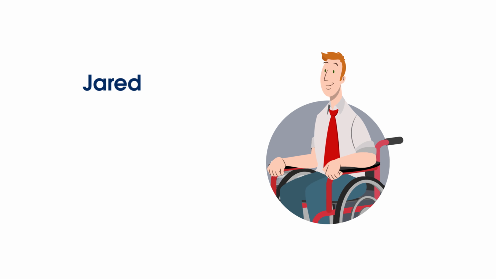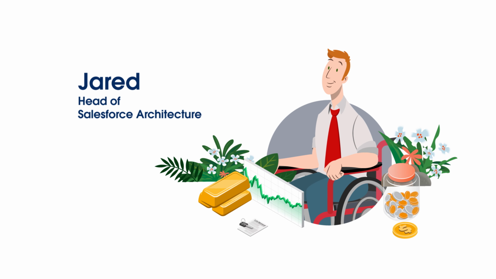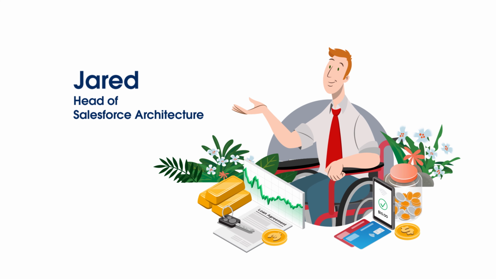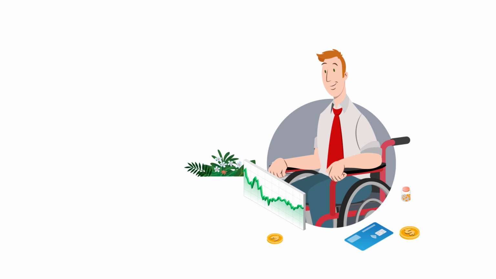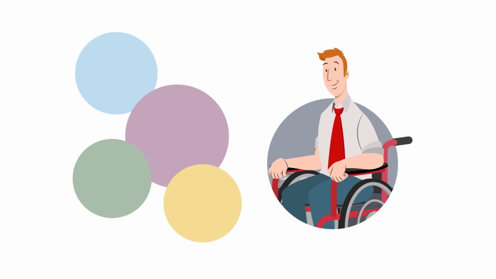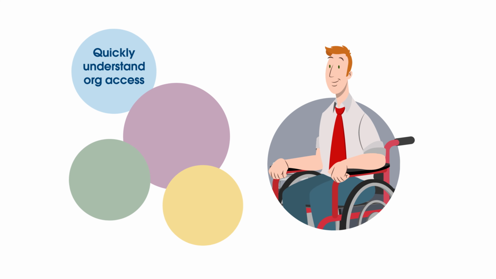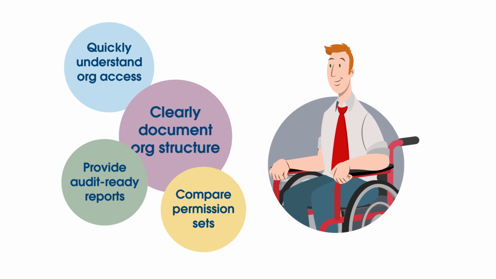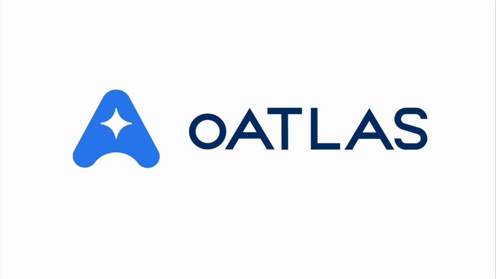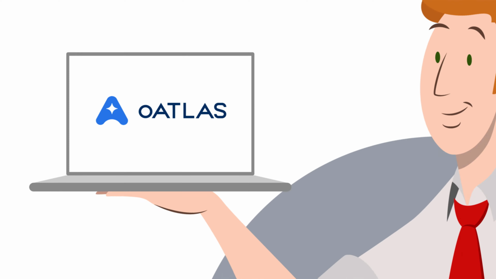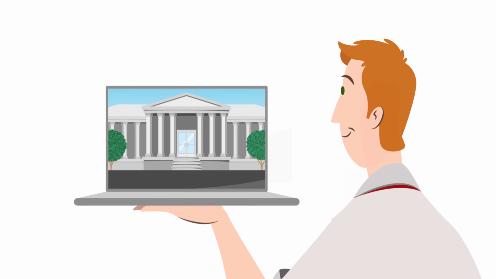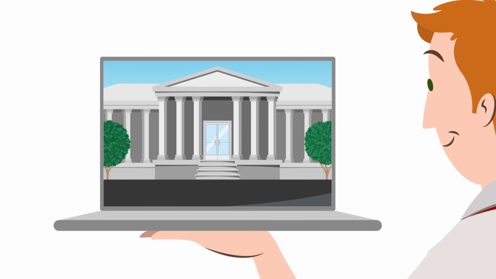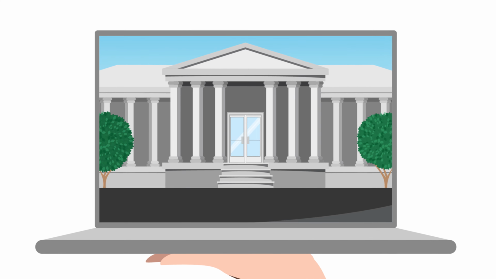Meet Jared. He's the head of Salesforce architecture at a large financial services organization. He's got a challenge to solve. Okay, maybe it's more than one challenge. He needs to quickly understand org access, compare permission sets, provide audit-ready reports, and clearly document org structure. oAtlas offers a solution that seems to fit the bill. Let's take a closer look at how oAtlas can help a financial services organization like Jared's solve those challenges.